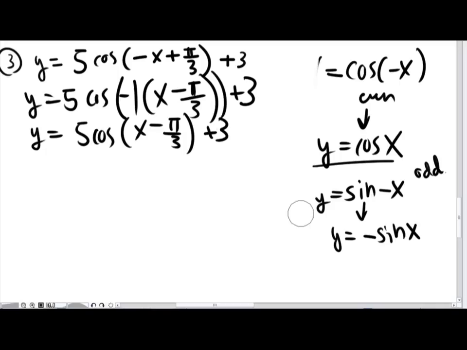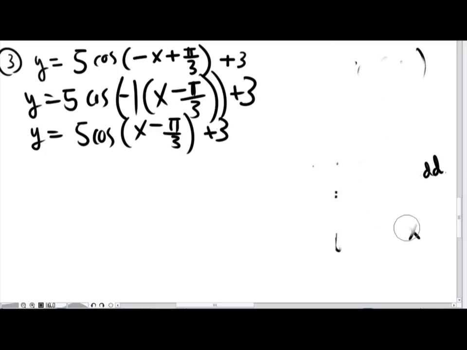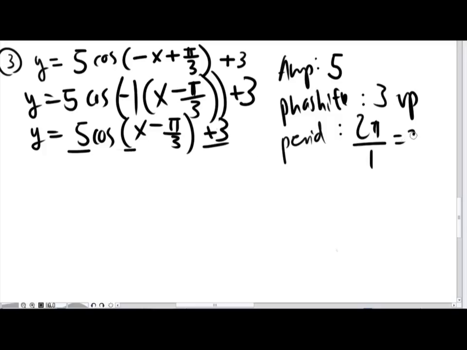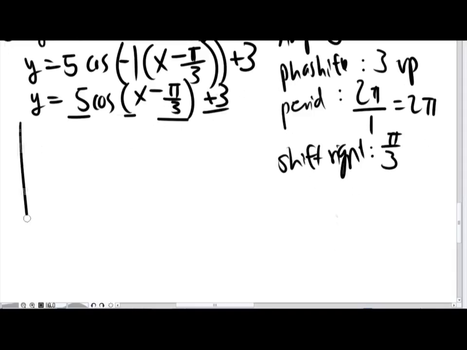Okay, so we're going to do the same thing and find the amplitude, phase shift on the x, and the period. So our amplitude is 5, our phase shift is 3 up, our period is 2 pi over just 1, so it's just 2 pi. Then we have a shift to the right of pi over 3.